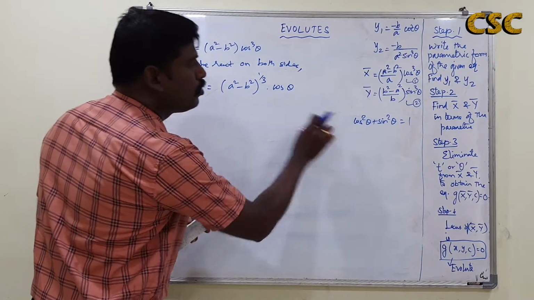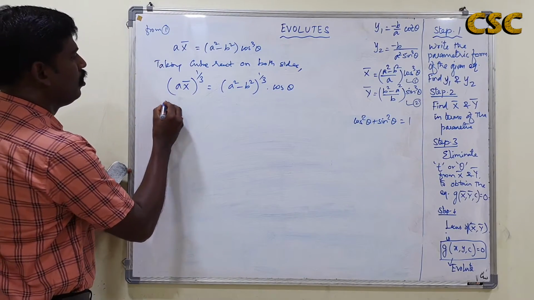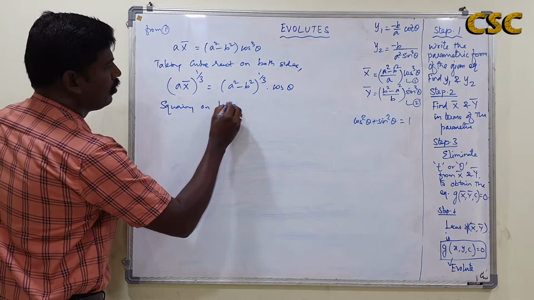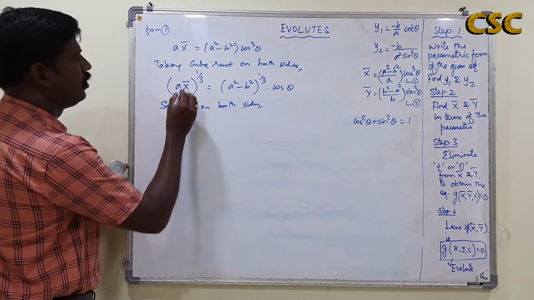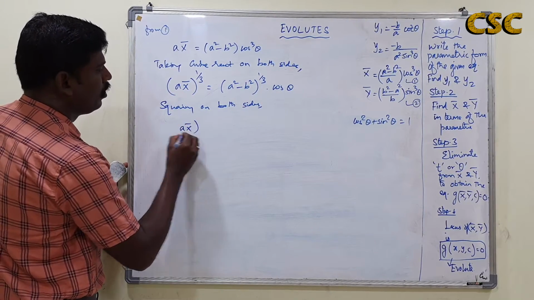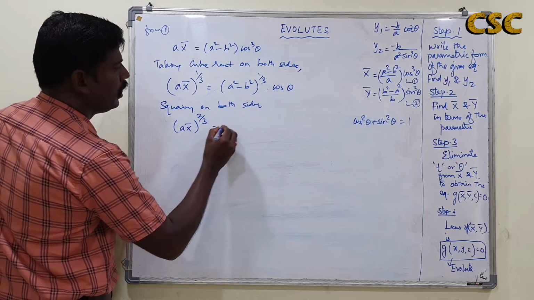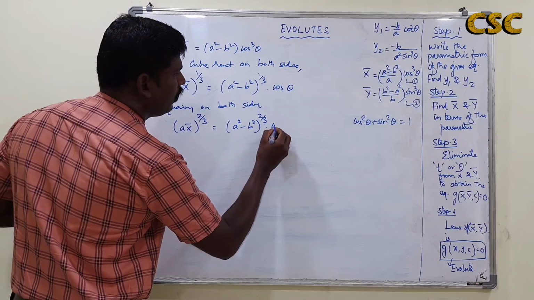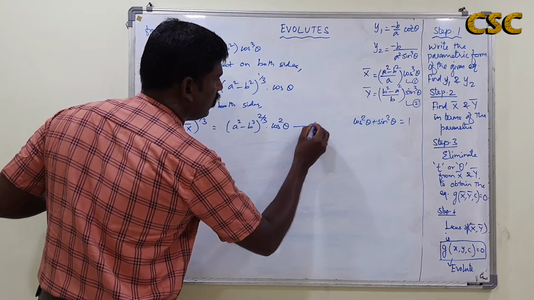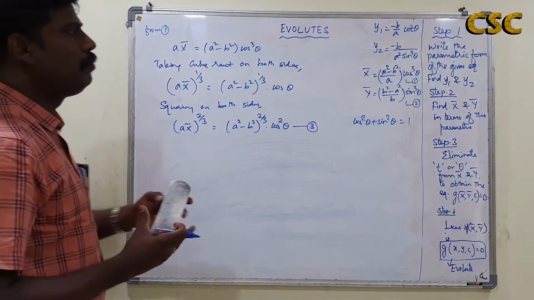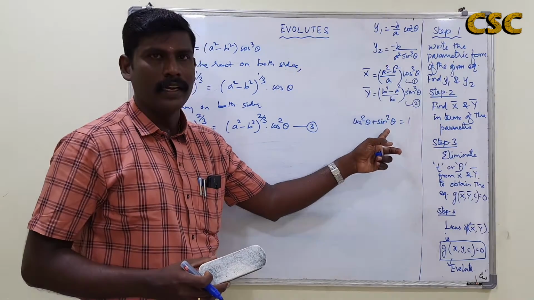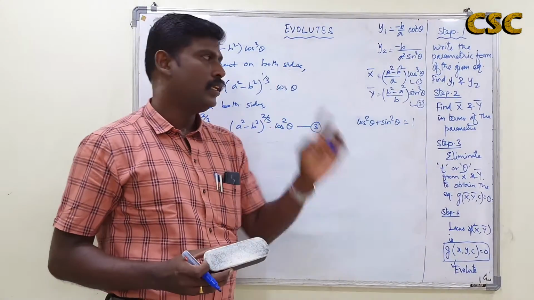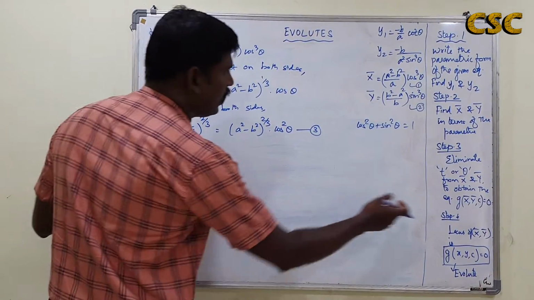So I am going to square both sides to get cos square theta. Squaring on both sides, what will we get? a into x bar to the power 2 by 3 is equal to (a square minus b square) to the power 2 by 3 into cos square theta. This is equation number 3. Same like that, from y bar we can get the value of sin square theta, and adding both of the two we can get the answer. Okay, right? We can get the evaluation.